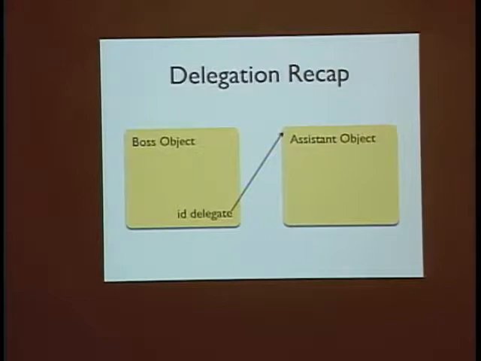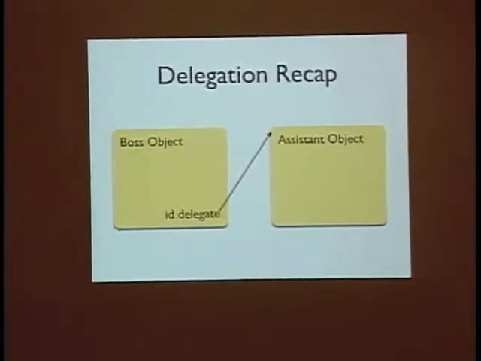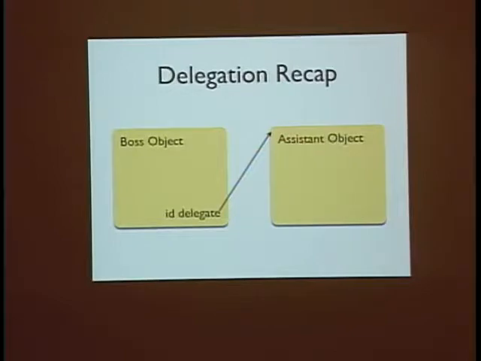I think the way I presented it last time was from some sort of political perspective. You send delegates off on your behalf to do things for you. So as far as Objective-C and Cocoa and the applications we'll be writing, when it comes to delegation, the idea is that there'll be some sort of object, in this case let's call it the boss object, that has some sort of assistant that helps it out at certain times.